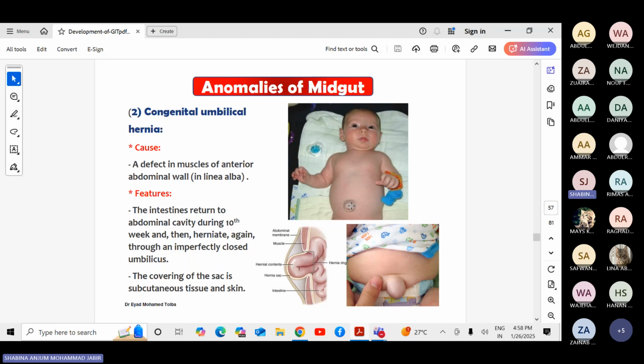But due to the imperfectly closed umbilicus, or due to abnormality or weakness of the anterior abdominal muscles, again the loop of intestine will come out. But here you will find there is no amniotic membrane; there is the subcutaneous tissue and skin.